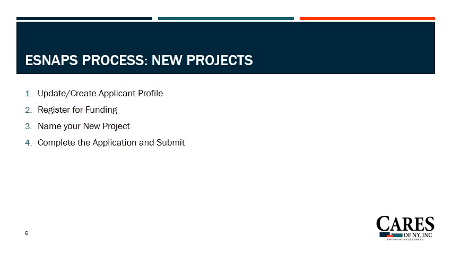There are 4 parts to submitting a new project application in eSNAPS. First, you must update or create your applicant profile. Second, register for funding. Third, name and create your new project. And fourth, complete the application and submit.